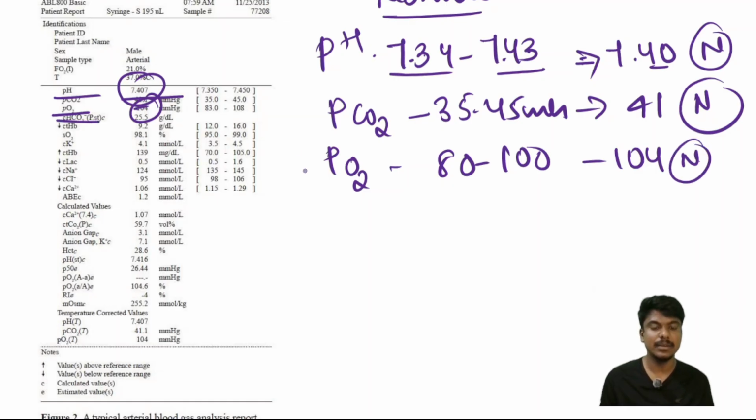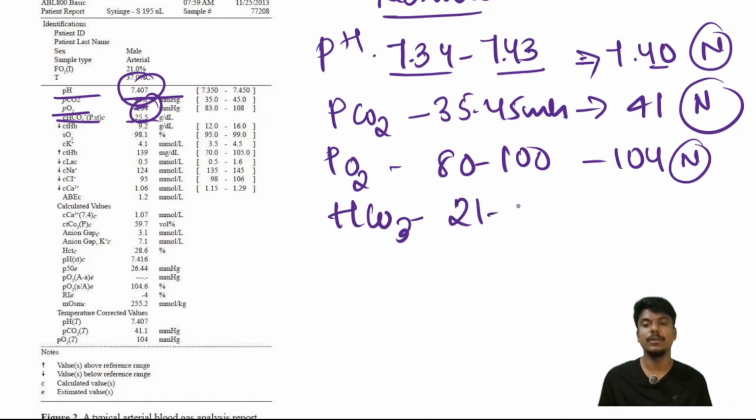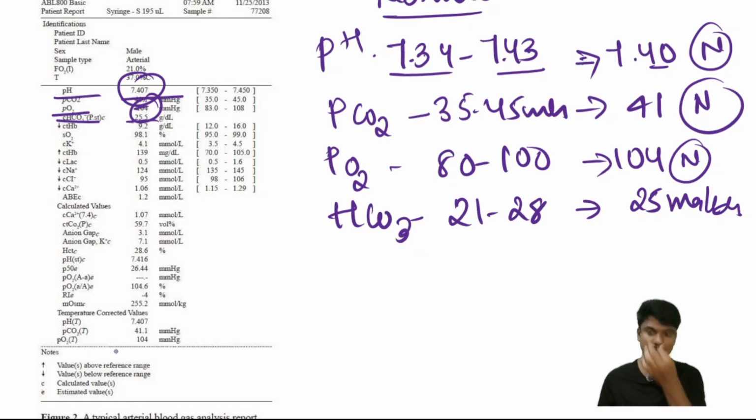And you can see the bicarbonate level. Bicarbonate is 25 here. HCO3 normal, I told you, is 21 to 28 milliequivalents per liter. In this given ABG report it is 25 milliequivalents per liter. So it is normal. I told you a normal ABG.